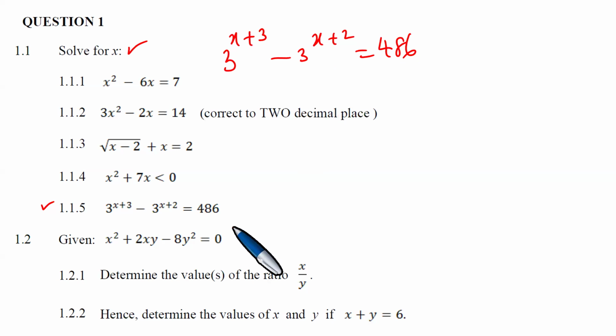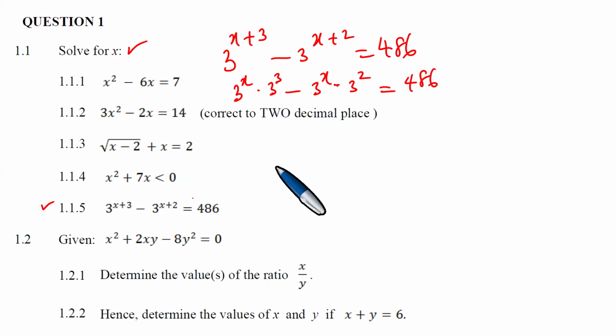We know that when numbers of the same base are multiplying, we add the exponent. So we will reverse the order. We reverse that, which means it is 3 to the power x times 3 to the power 3, minus 3 to the power x times 3 to the power 2, and this is actually 486. Next, what do we do? I think we express 486 in its prime factors. Yeah, we can do that.